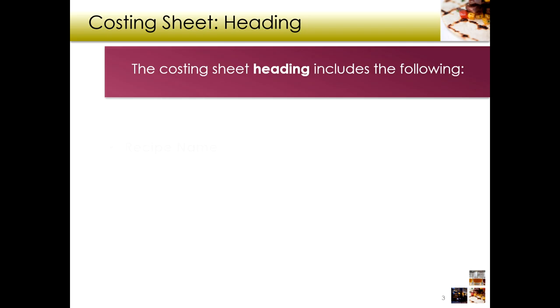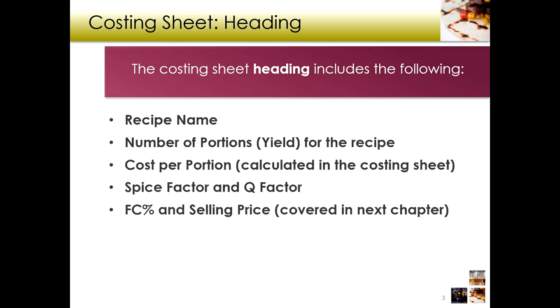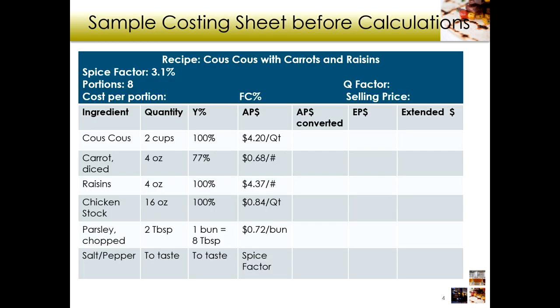On the costing sheet itself, it's going to have the recipe's name, obviously. It's going to have the number of portions or yield in the recipe, and hopefully it's going to tell us how big those portions are. If it's a cup of mushroom soup, I want to know if that portion is 120 milliliters or 200 milliliters. Our cost proportion, which we will calculate, spice factor and Q factor, you don't have to worry about those now. They'll be coming up in subsequent videos. Our food cost and our selling price, we're going to show you how to calculate in later videos. So let's have a look at a sample here.